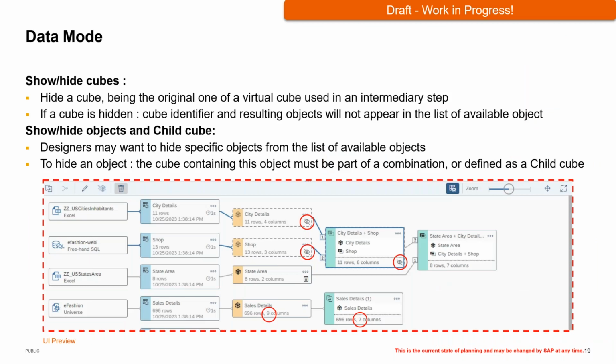You can also show and hide cubes. So if Helen doesn't trust me, she builds a report and wants to show kind of the data mode, but doesn't trust me to not screw something up, she actually has the ability to show and hide cubes from me. So that makes sense if you don't trust your end user base fully.